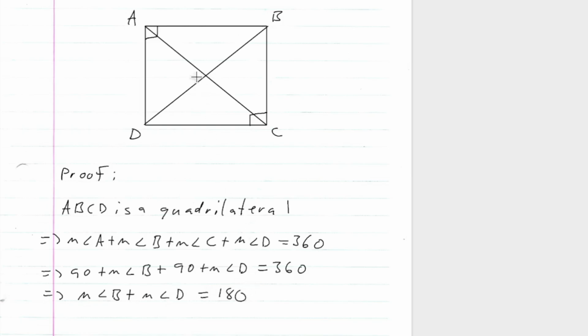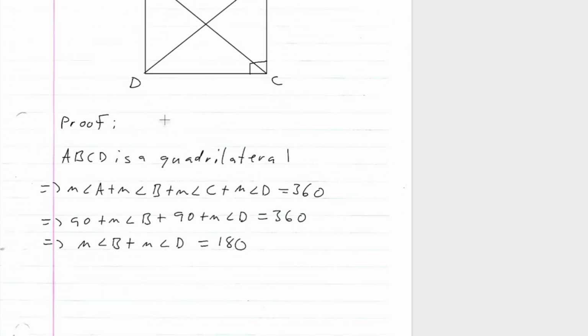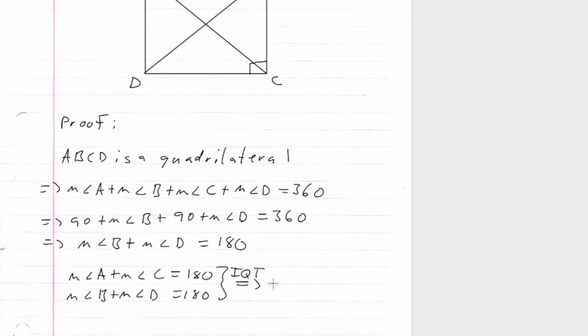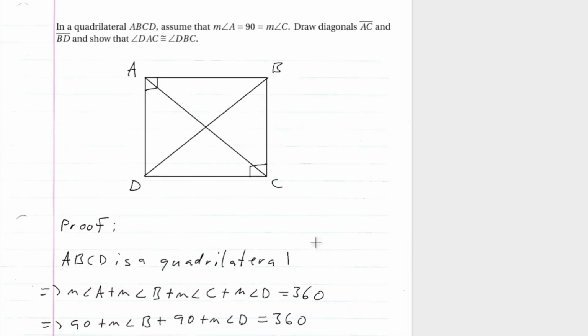Now, I have that the sums of the opposite angles of the quadrilateral are both 180, right? So I have the measure of angle A plus the measure of angle C is 180, and the measure of angle B plus the measure of angle D is equal to 180. So by the inscribed quadrilateral theorem, I know that ABCD is cyclic, right? That means I can inscribe a circle about ABCD.